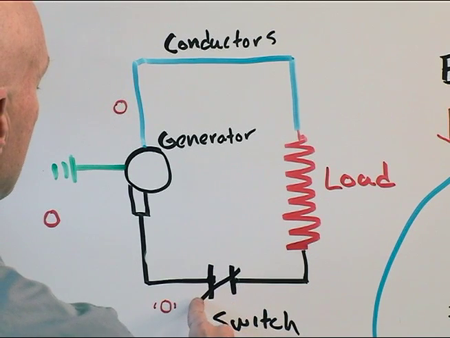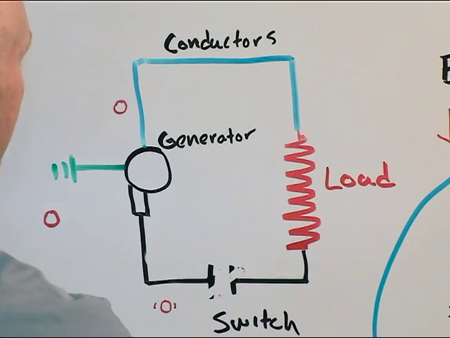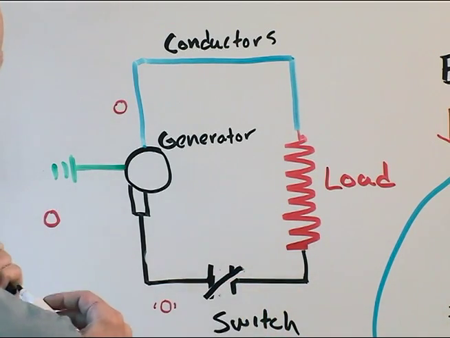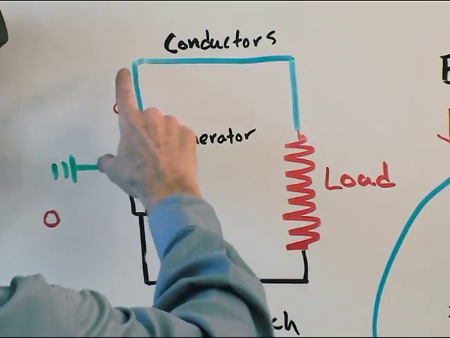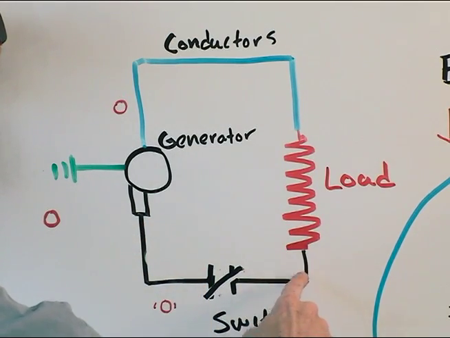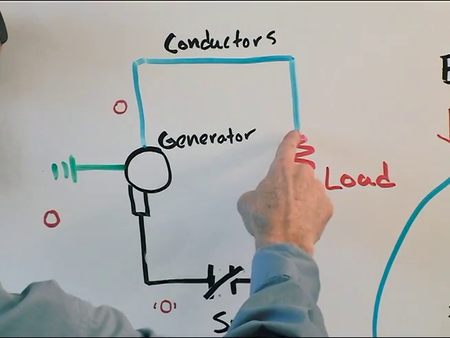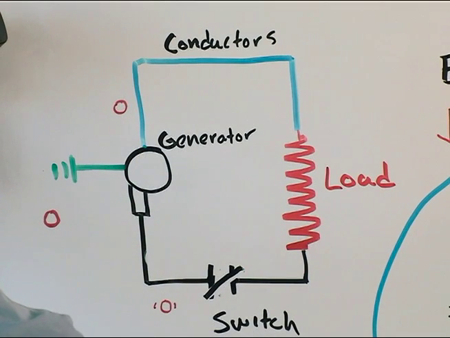Between the load and the generator, there's normally a switch. The switch can be open like this, or it can be closed like this. When it's closed, that's when the electricity flows and the work gets done, the heat gets created or light gets created. The other part of the circuit is the conductors. The black conductor, normally in a household, is the hot conductor. It goes over to the load. Out the other end of the load comes a white wire and back to the generator.